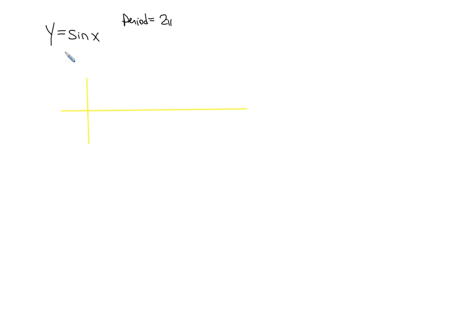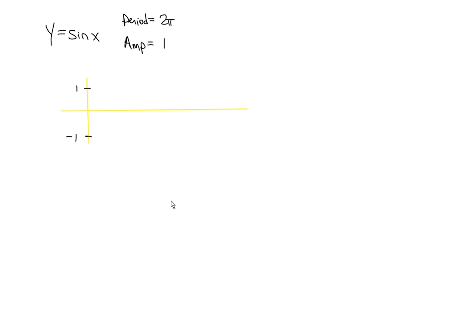So our period for our regular sine curve, notice there are no extra numbers or anything else in here. This is our basic parent function sine curve. The period is 2 pi. The amplitude is equal to 1. And so what that means, since the amplitude is 1, our graph is going to go between 1 and -1, because maximum minus minimum divided by 2 gives us 1. Our center line for sine is right on the x-axis.